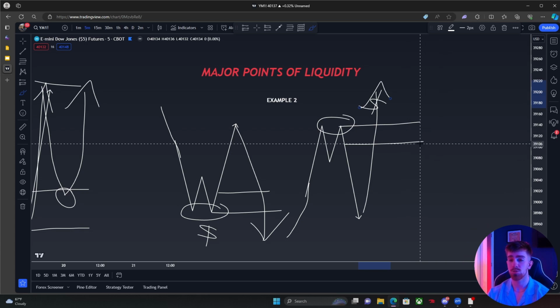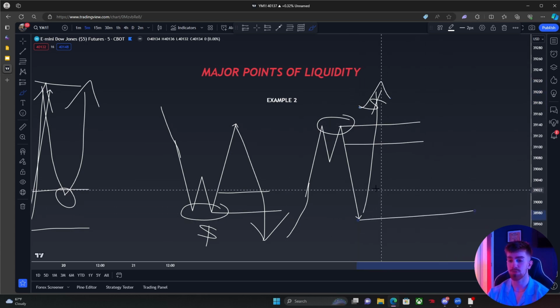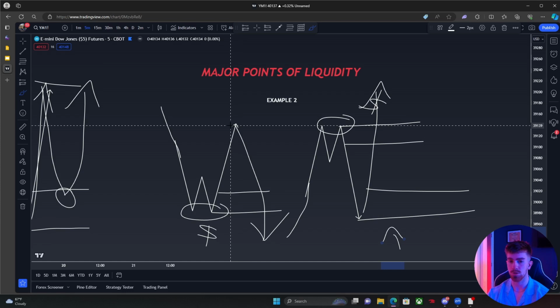So what you want to do is wait for these points to get taken out, to then retarget those points that actually broke them, sitting right here on this low in this demand and sitting right here at this high on the supply.